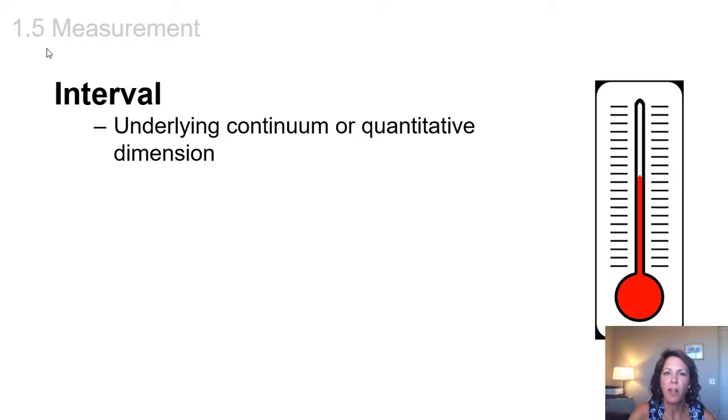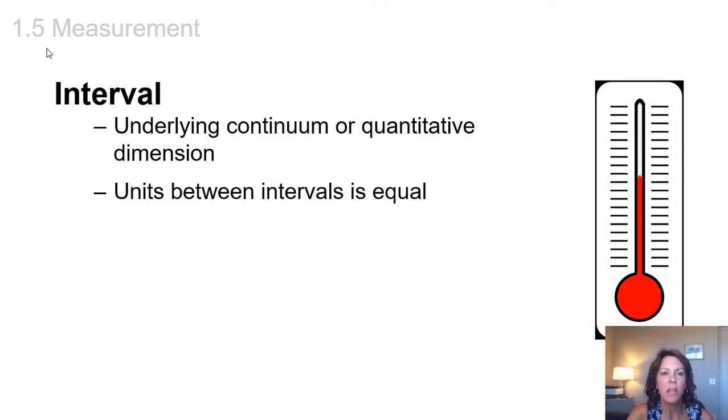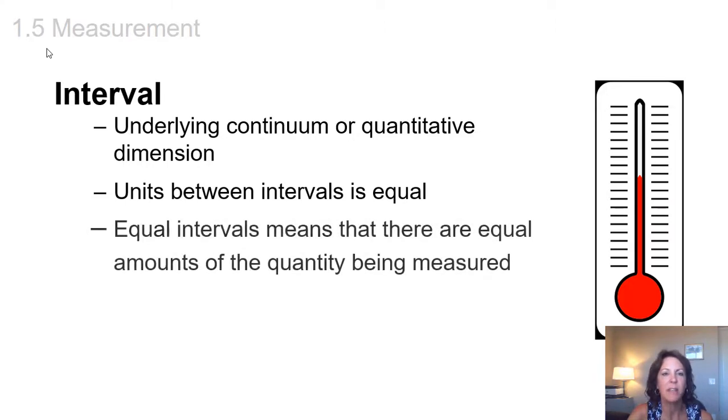The next scale is interval. Interval also has an underlying continuum or quantitative dimension, just like an ordinal scale, but the points on an interval scale have equal intervals. So the units between the intervals is equal. So an interval scale is ordinal except for the fact that the points in between the units is equal. So equal intervals means that there's equal amounts of the quantity being measured, and probably the best example of an interval scale is a thermometer. You know that the degrees have an equal distance in between them. And for a thermometer, there's theoretically no bottom. There's no zero temperature.